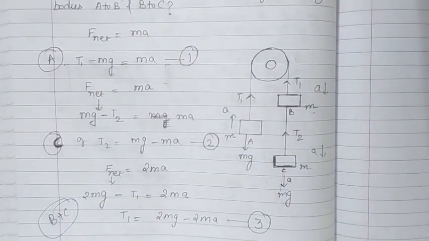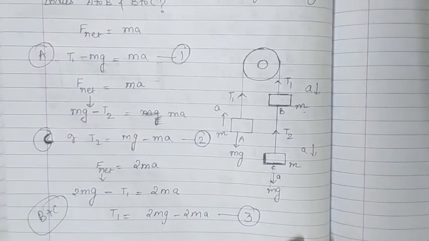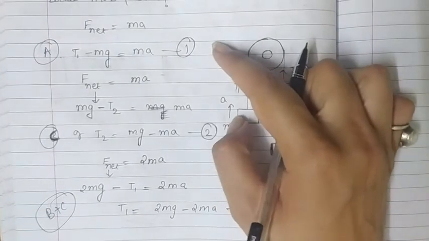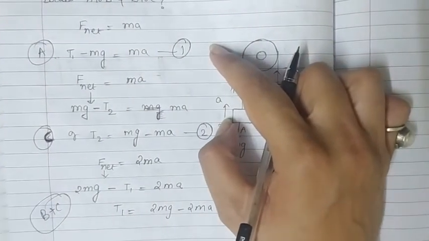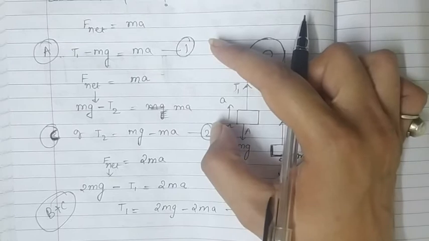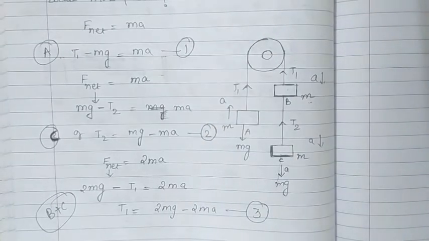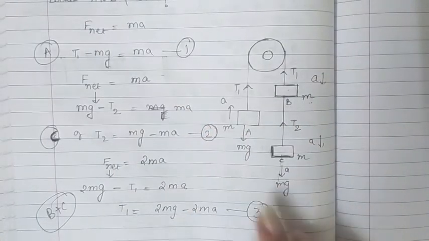Now we can solve these three equations to find the tensions and acceleration. From two equations we can't find three variables. Here in these two equations we have three variables T1, T2 and a. So to solve for three variables we need three equations. That's why we write the three equations. Now we are going to solve.